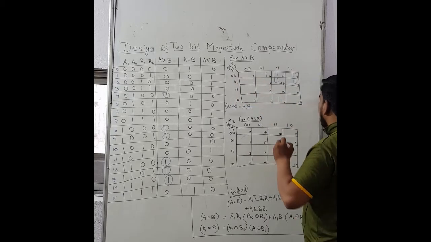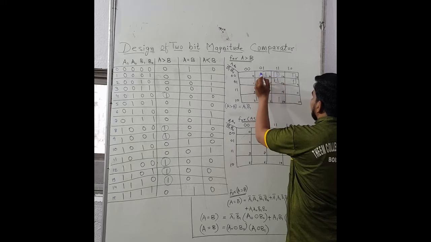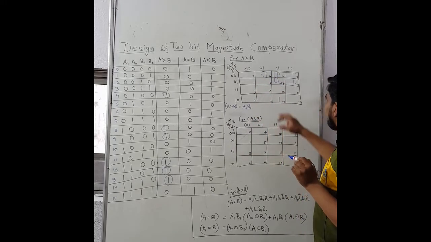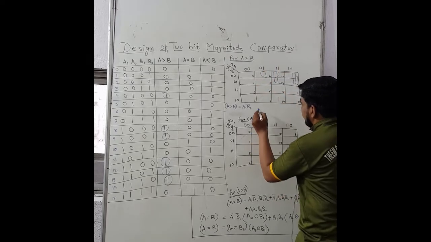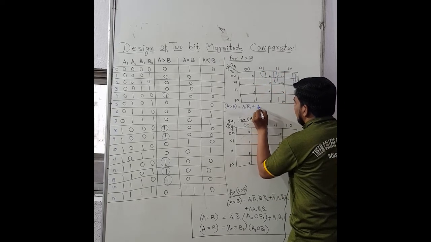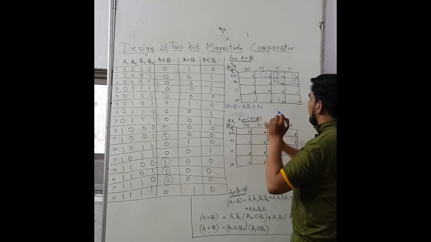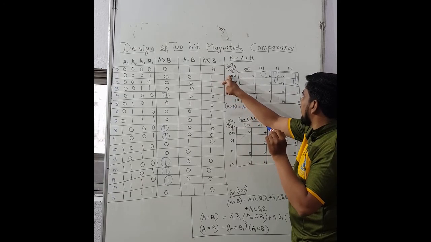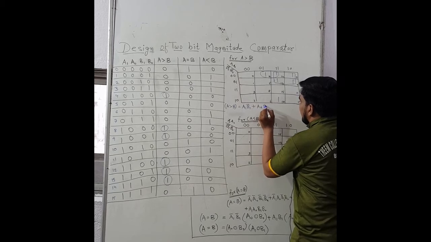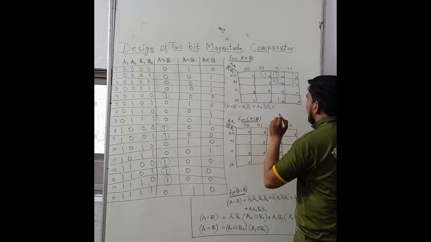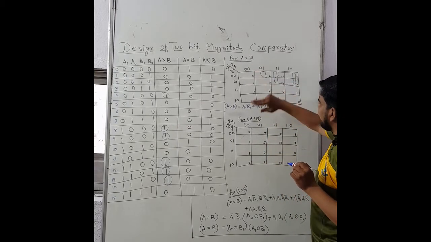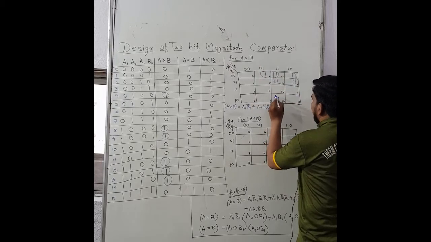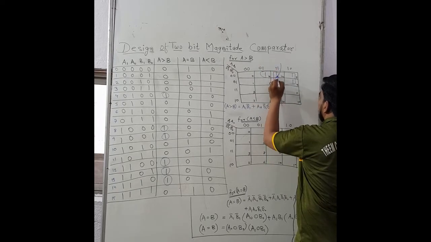Next we can make a group of 2 cells for this second group. For this, the output expression is A0 from the upper side, into, if we look from this side, B0 bar, B1 bar, B0 bar, plus the last only single one is remaining, but by folding of this Karnaugh map we can make a group of 2 cells.